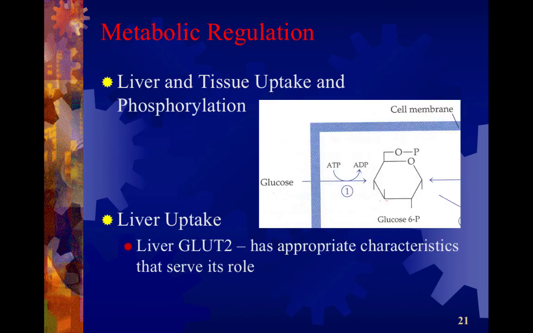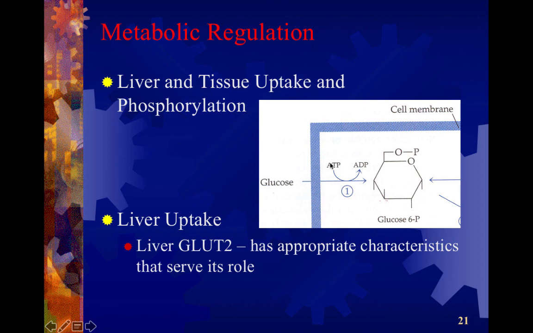Let's talk about how it's regulated. So this is metabolic regulation, for example, the liver and tissue uptake and phosphorylation of glucose. The first part of this that we're going to talk about is shown here. Here we have, for example, a cell membrane. Remember, this will be glucose going into a cell from the blood. We're going to talk about the liver first. So the glucose would be going into the liver cell through GLUT2. So glucose goes in and then can be phosphorylated.